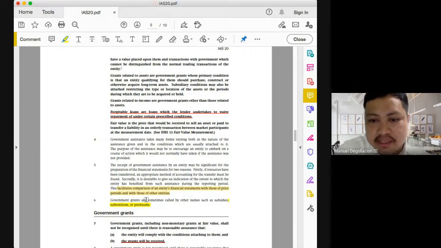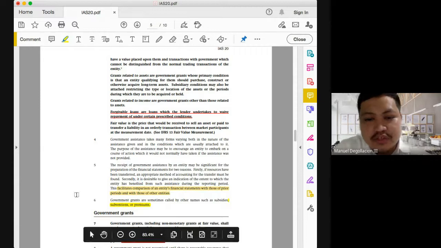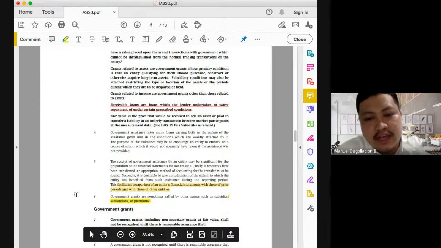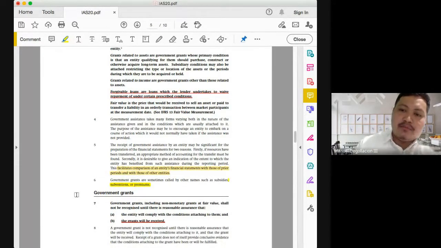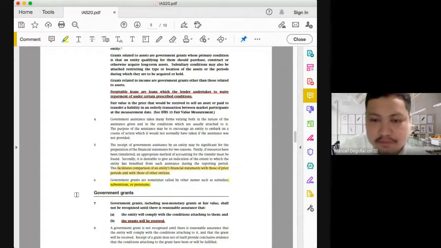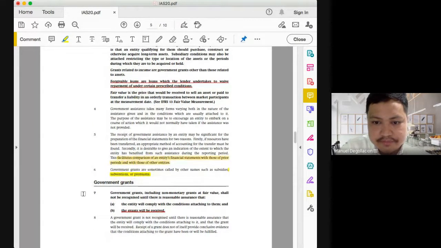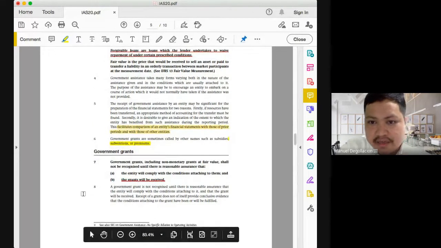Now, paragraph 6, class, is important because definitions are commonly asked in this topic, and it's important for you to be familiar with the other names by which government grant may be referred to. Okay, you have here government subsidies, subventions, or premiums. Okay, so be familiar with the other terminologies for government grants.